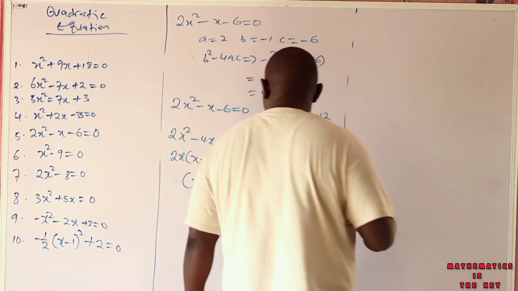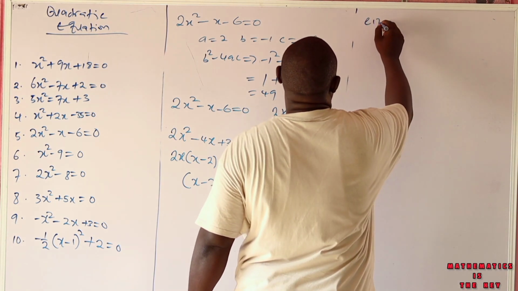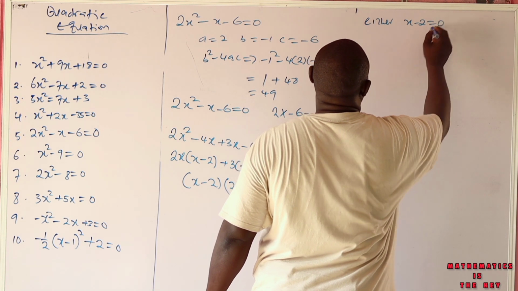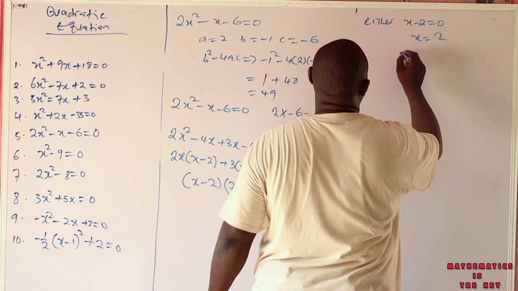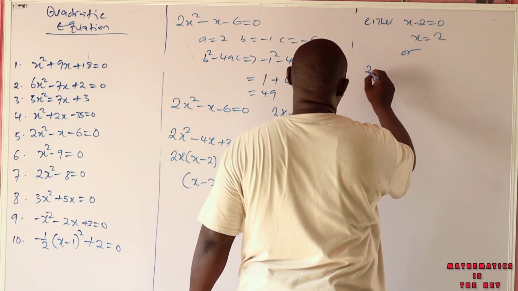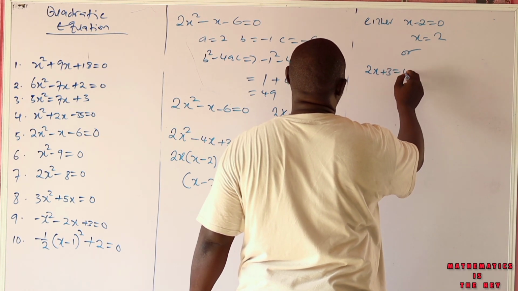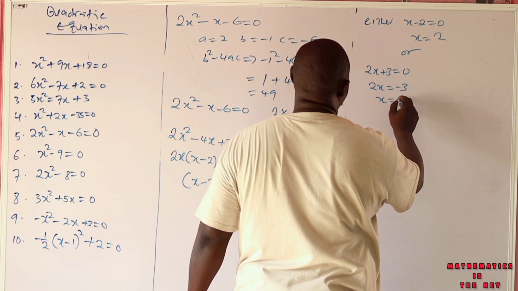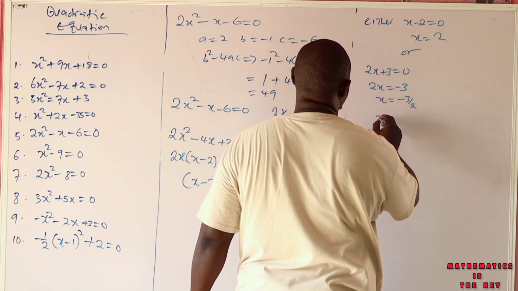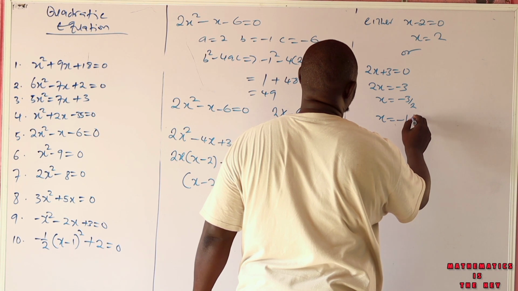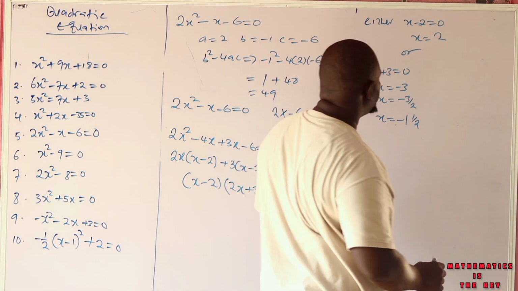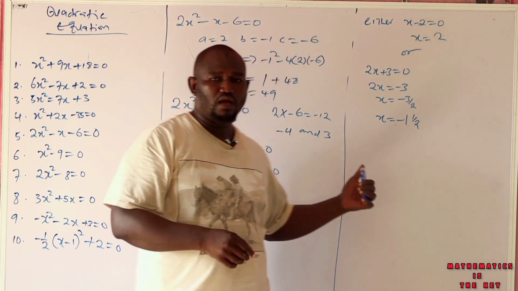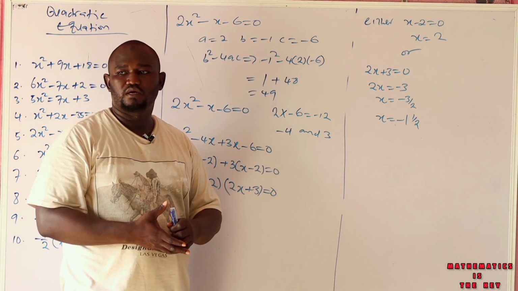The product of two brackets is equal to 0. Either x minus 2 is equal to 0, we have x is equal to 2, or 2x plus 3 is equal to 0. We'll have 2x is equal to minus 3. We'll have x is equal to minus 3 over 2, the same thing as minus 1 and 1 over 2. So x is equal to 2 and x is equal to minus 3 over 2 are the solutions to this quadratic equation.